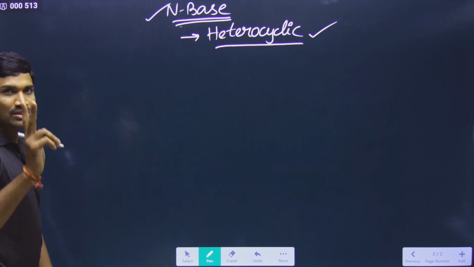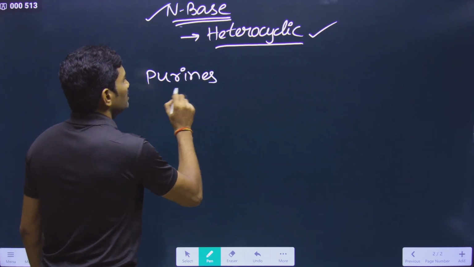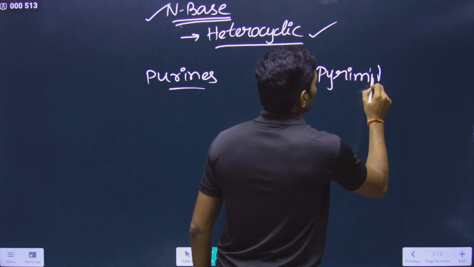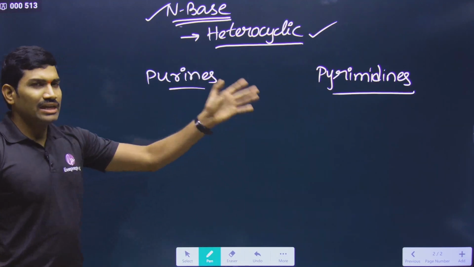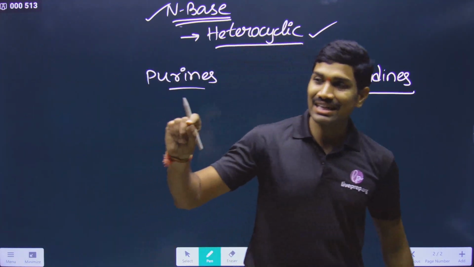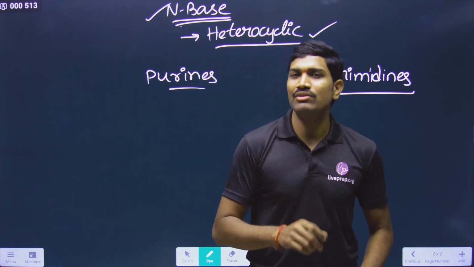Now let us come to this. These nitrogenous bases are of two types. What are those two types? Purines and pyrimidines. Now, before directly going to the structure of adenine and guanine, please try to understand the NCERT wording given in biomolecules. What is the word they have given in biomolecules?